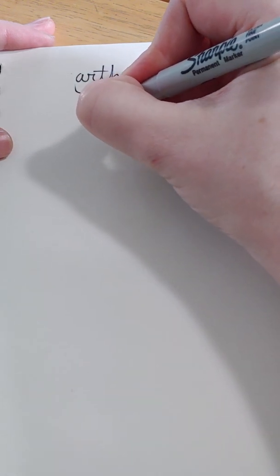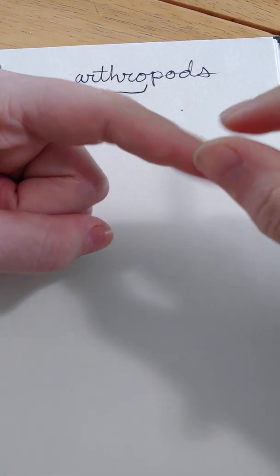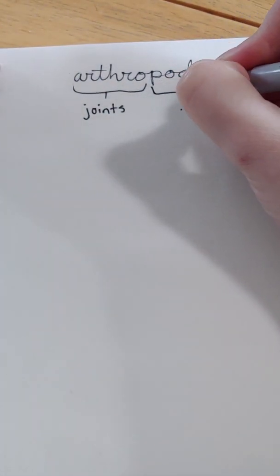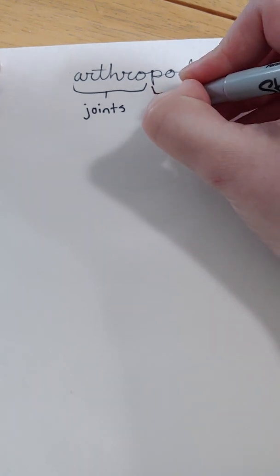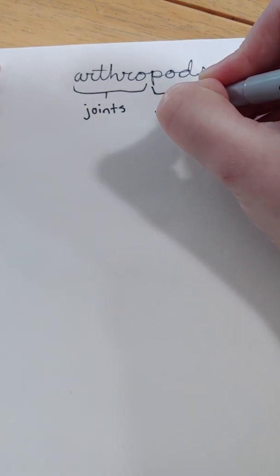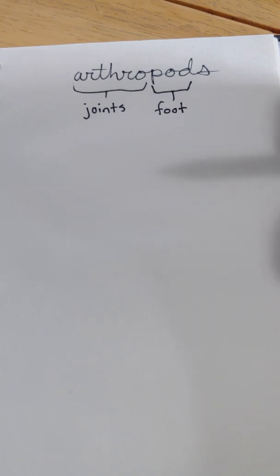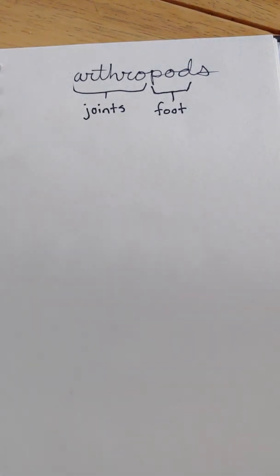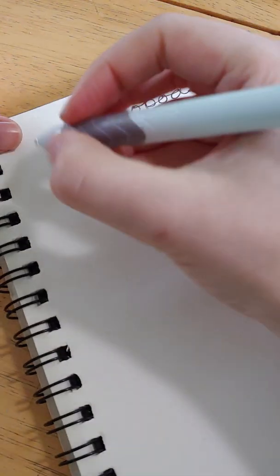Arthro means stuff to do with joints, like in your finger where it bends, like right there, that's a joint. And pod means feet or foot. So arthropods kind of means jointed foot, although what it really means in terms of what an arthropod is, is that all of these creatures have legs with bends in them. They have jointed legs.